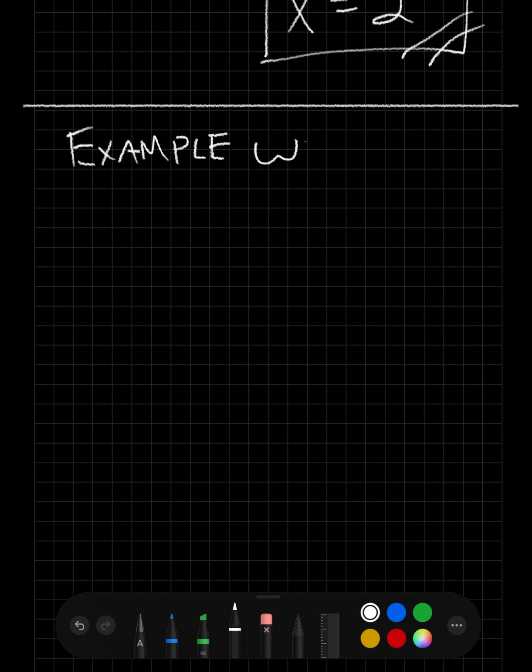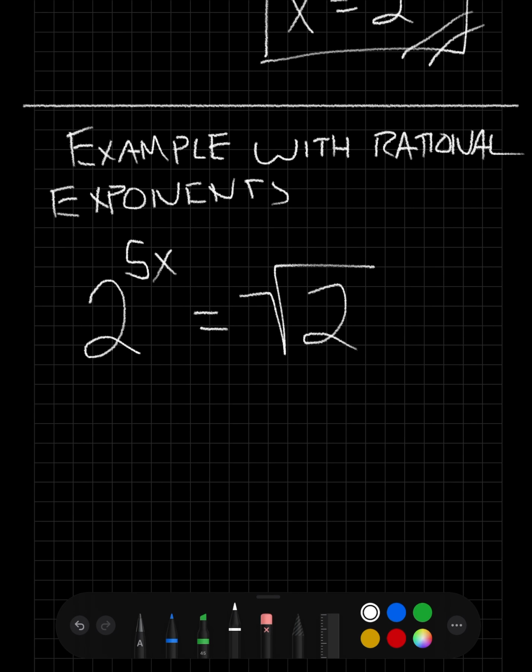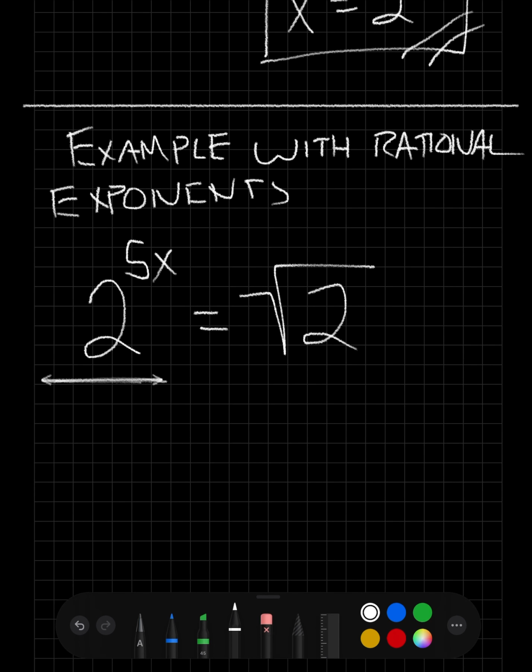Let's do an example with rational exponents. Let's try some rational exponents. So let's say I had 2 to the 5x is equal to the square root of 2. And you might be like, oh, Sarah, why would you do something like this to me? I see one exponent on the left-hand side with a base of 2, and then on the right, I don't know, this doesn't look like an exponent to me.